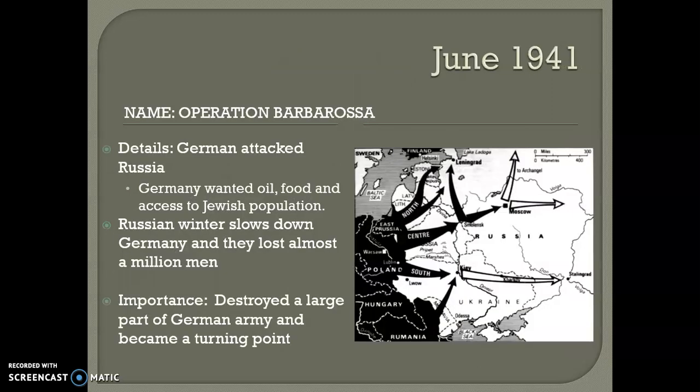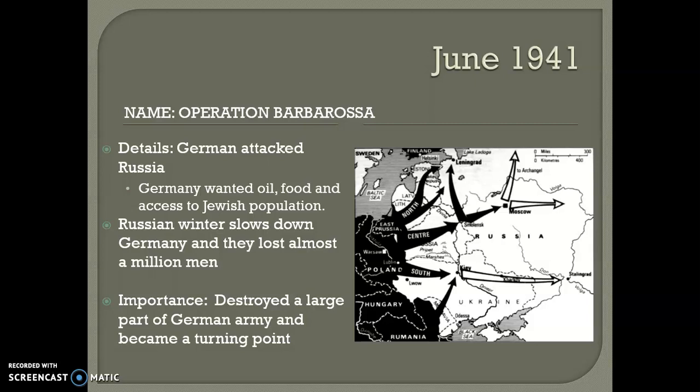Now, the next big thing we want to talk about is Operation Barbarossa. I'm going to try to run through as fast as I can. So, remember how Germany and the Soviet Union had this agreement they're not going to attack each other? Well, Germany cheats. They will invade Russia, and that was a mistake.